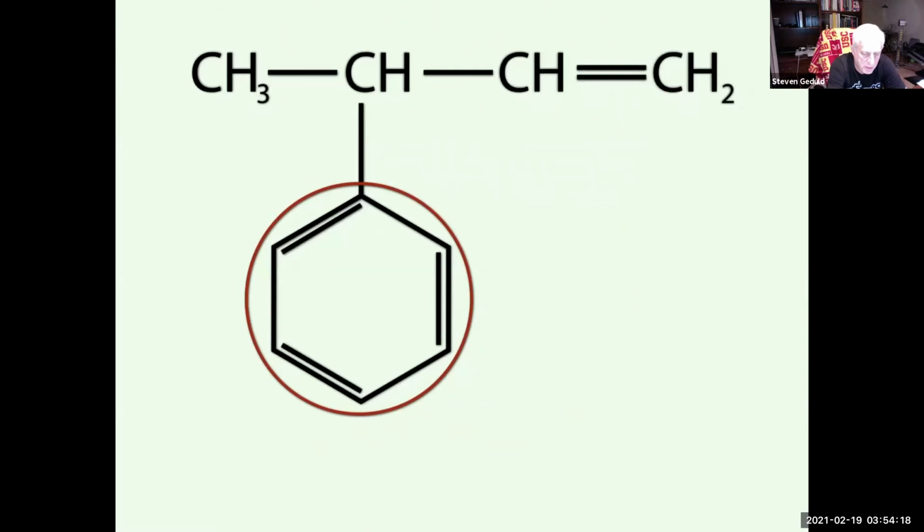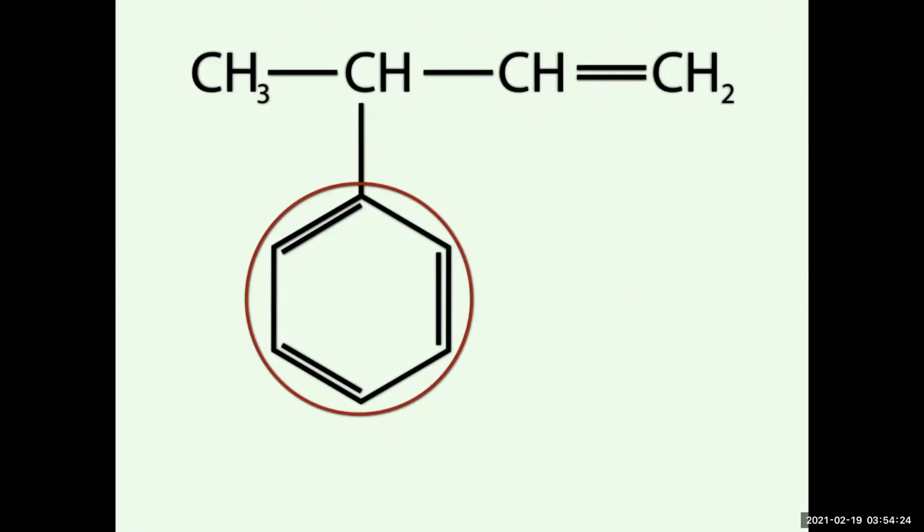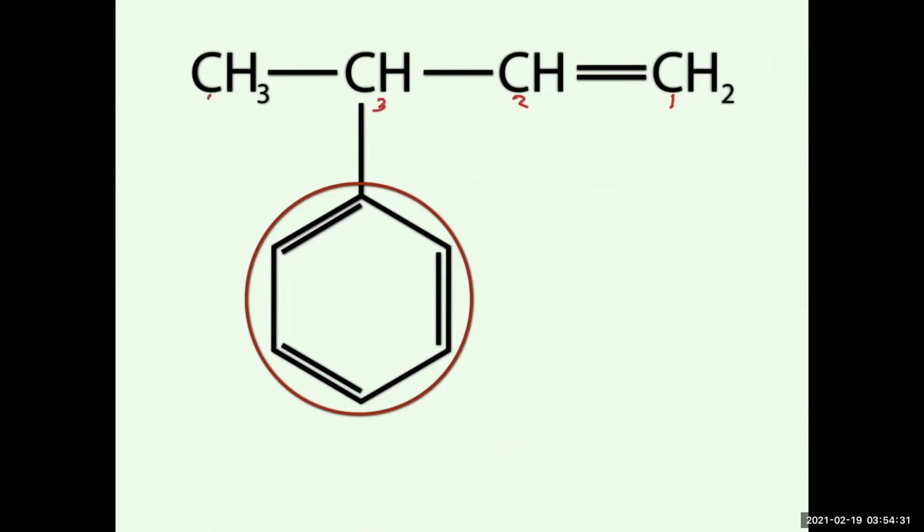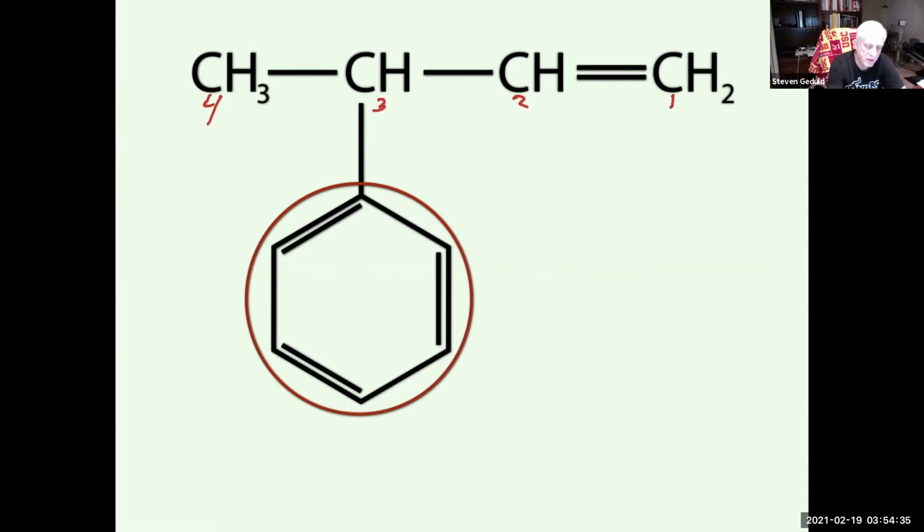Let's name this one. Can we number the carbon chain left to right or right to left? Right to left, because of the double bond. Perfect. Well, you guys got this stuff. And we have a substituent attached at the number 3 carbon. So what would the name of this compound be?